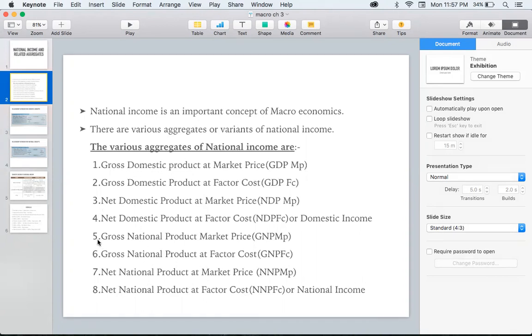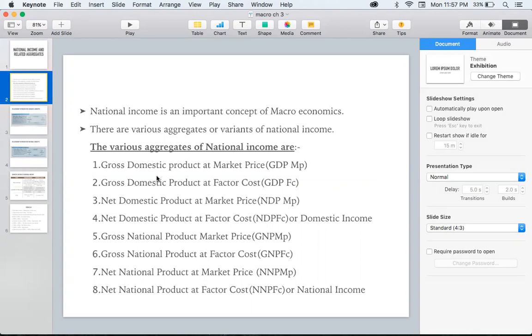Here you can see that 4 of them are domestic products and 4 of them are national products. Net domestic product at factor cost is also known as domestic income, and net national product at factor cost is also known as national income. So the 8 aggregates you will learn by heart: GDP at MP, GDP at FC, NDP at MP, like that all the 8 aggregates.